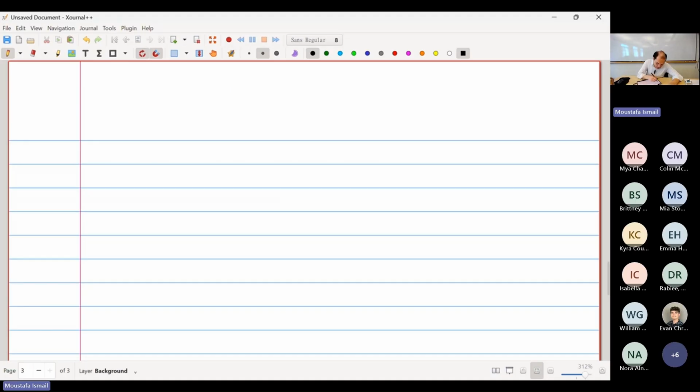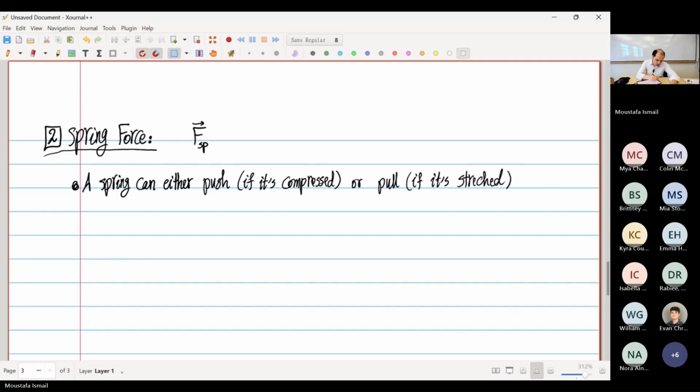Okay, the second force on the list is the spring force. We denote it as F subscript spring, SP, and this is one of the most basic contact forces. A spring can either push or pull. Remember, gravity was always pulling. A spring can push or pull depending on whether it's compressed or stretched.